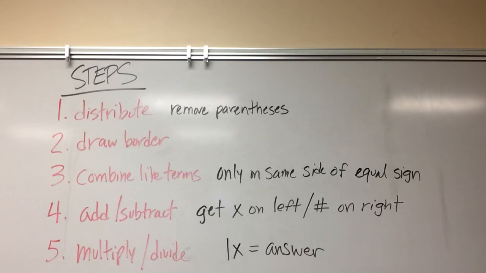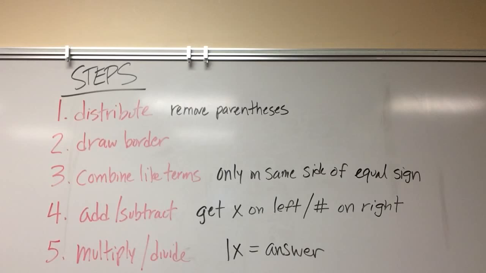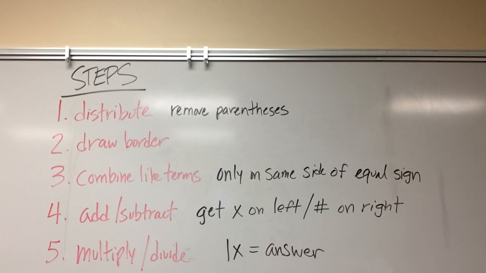The second thing we're going to do is draw the border. We draw the border to separate the left side from the right side of the problem. After that, we're going to combine like terms. Remember that we can only combine like terms on the same side of the equal sign. We can't combine an x on the left side with an x on the right side to get 2x. Those are two separate sides, and there's other ways that we can move the x's and put them together in the later steps. The next step is to add or subtract.